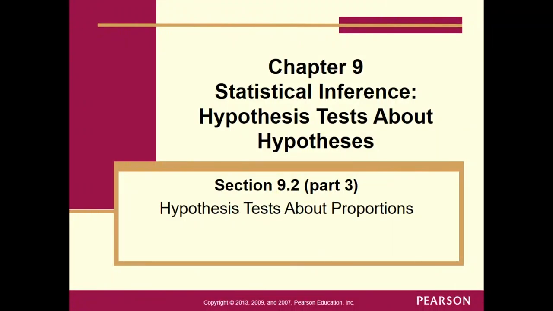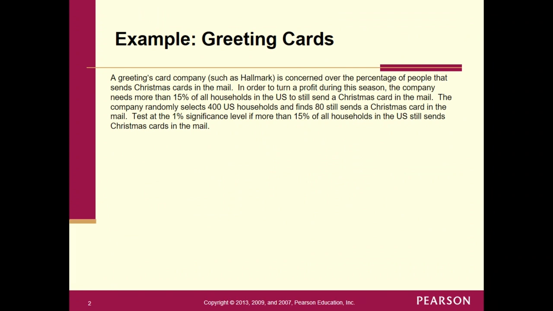Right, so we're going to do the second hypothesis test now for a population proportion P. So here's the problem. A greetings card company such as Hallmark or American Greetings is concerned over the percentage of people that send Christmas cards in the mail. Why? Because in order to turn a profit during the season, the company needs more than 15% of all the households in the U.S. to still send a Christmas card in the mail. So this is a pretty big concern for them.